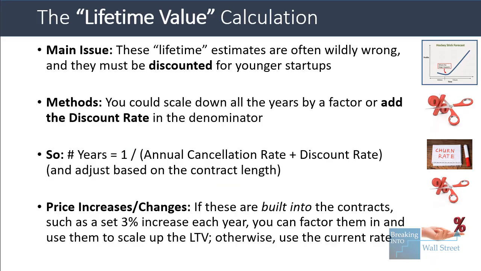Another issue here is with price increases. Generally speaking, if these are built into the contracts, so the contract always goes up by 3% per year, you could factor them in and use them to scale up the lifetime value. You could use something like the FV function in Excel. If you don't have any information about this, or if rates change on an irregular basis, then you can just use the current rate and not worry about price increases or changes.